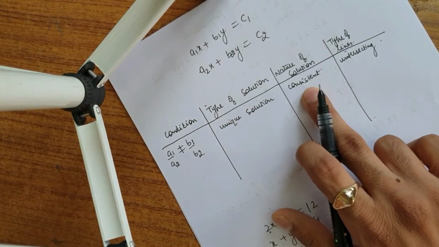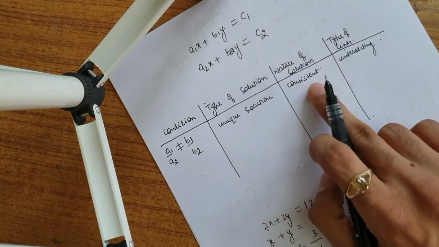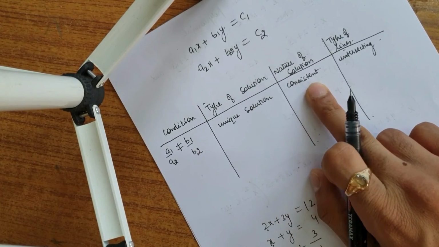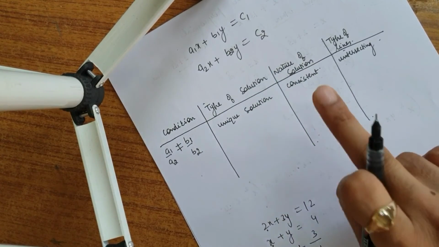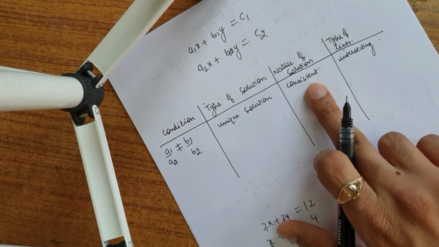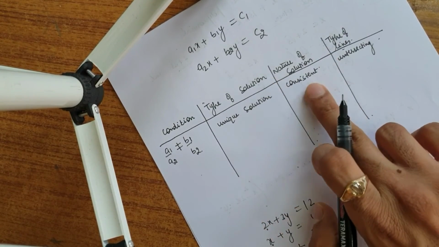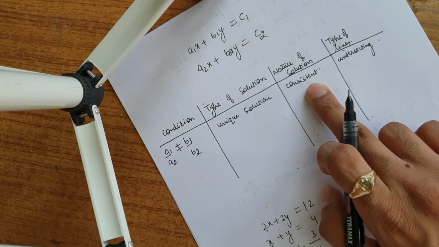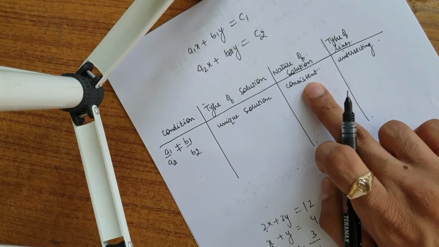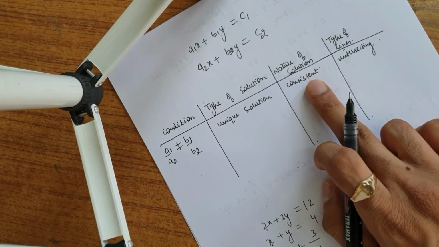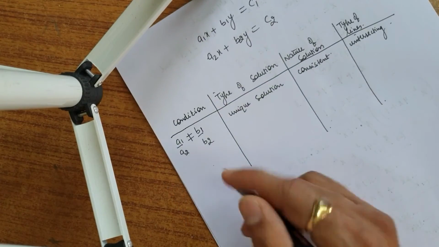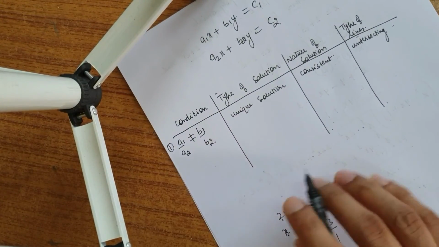Consistent. What is the nature? Consistent means at least one solution exists, that is, a minimum of one solution or more than one solution exists. Nature will always be consistent. Only in case of no solution is the nature inconsistent; the rest are always consistent. Next condition, it was condition number 1.